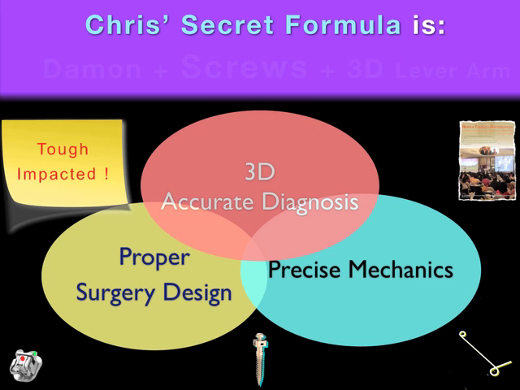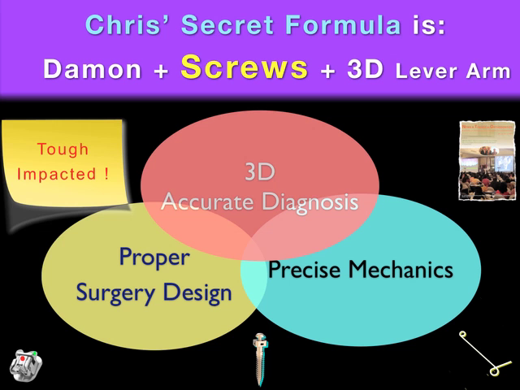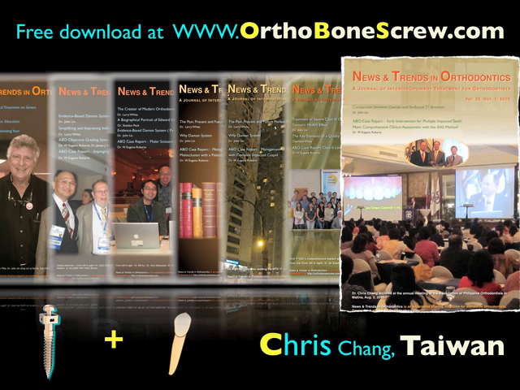And also, people ask me, Chris, what's the secret formula for that? My secret weapon will be Damon, miniscrew, and 3D lever arm. I practice 100% Damon, so I really like this bracket. With this bracket and the miniscrew and lever arm, it makes my job so easy.